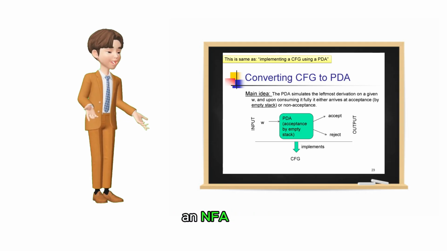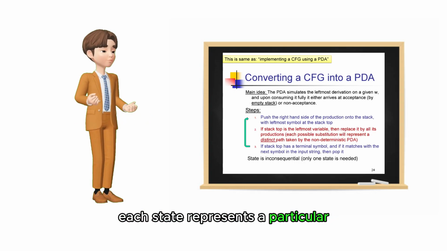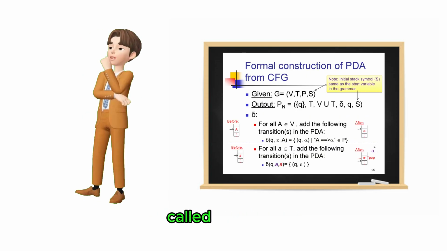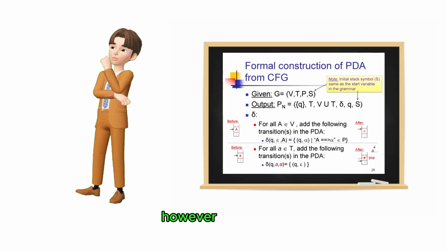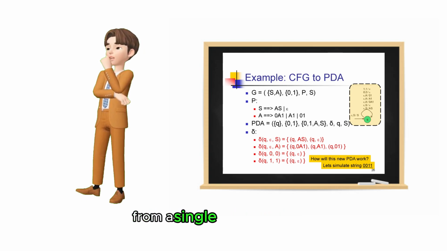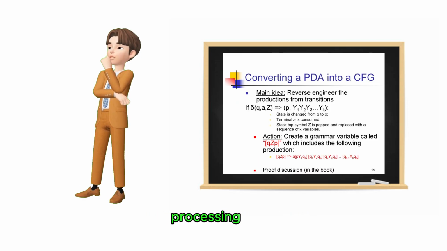States. An NFA has a finite set of states, just like a DFA. Each state represents a particular configuration of the machine. Transitions. Similar to DFAs, there are directed arrows between states called transitions, labeled with specific input symbols from an alphabet. However, in NFAs, there can be multiple transitions with the same input symbol from a single state to various other states. Start state. As with DFAs, one state is designated as the start state, from which the NFA begins processing input. Accepting or final states.